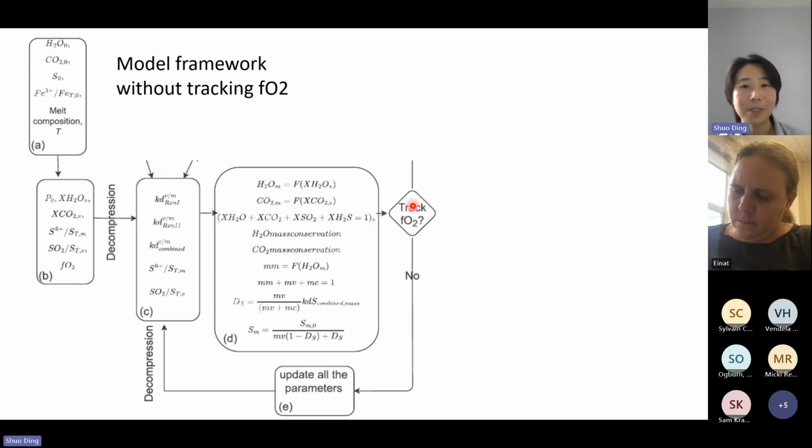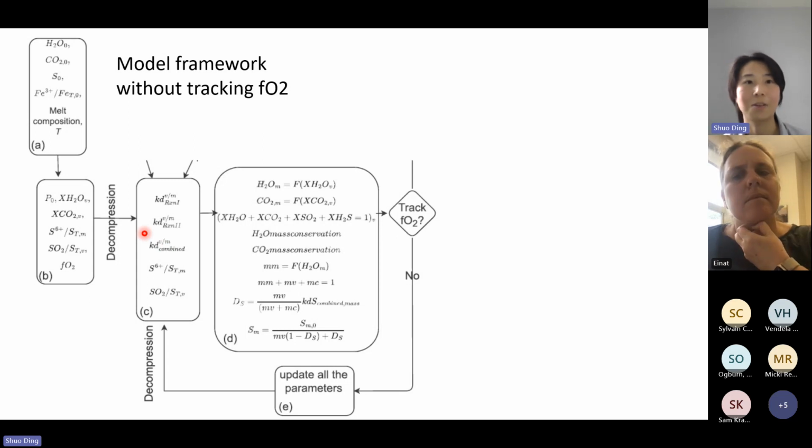So then here we say, okay, we don't want to track the FO2. Then the FO2 stays the same. Basically, the ferric-ferrous iron ratio in the magma doesn't change. And then after it calculates everything, what it calculates is water, CO2, and sulfur concentration in the melt, SO2 and H2S in the vapor phase, and also the mass fraction of vapor, mass fraction of melt, and mass fraction of crystal if you allow crystallization. And then it will update everything and go to the next cycle. The pressure drops a little bit more, and it continues doing this until 1 atmosphere. So that's the basic idea here.